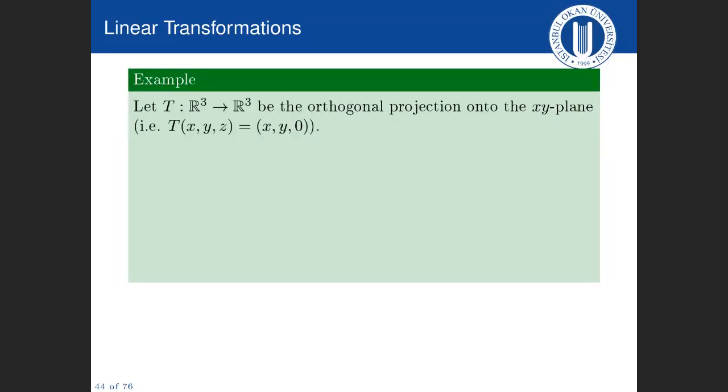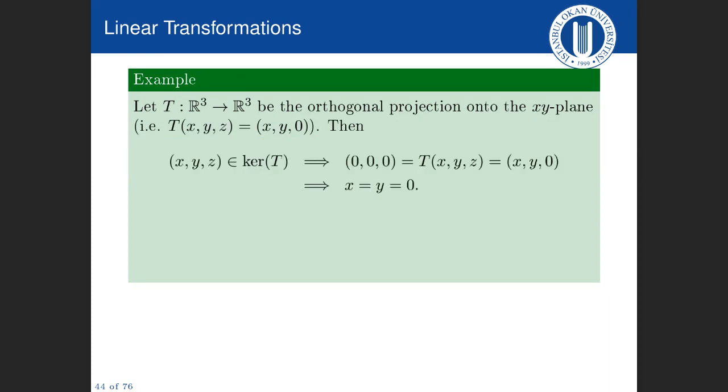Another example. Let's suppose T from R3 to R3 is orthogonal projection onto the xy plane. In other words, T is the function which maps (x, y, z) to (x, y, 0). x goes to x, y goes to y, and z goes to 0.